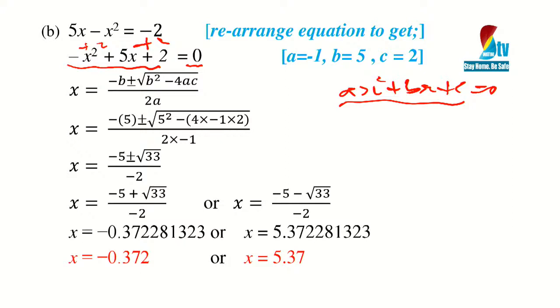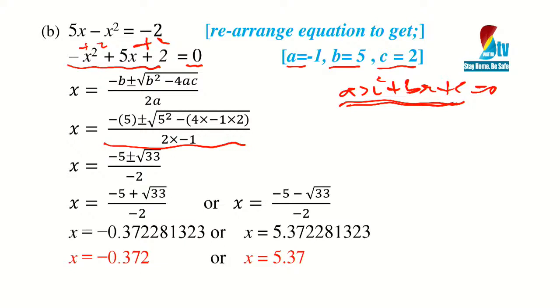Then once it is of this form, we can find the value of a, the value of b, and the value of c, and then substitute in the formula. So in our case, the value of a is negative 1, the value of b is 5, and the value of c is 2. Then we substitute in our formula. We are going to get this.